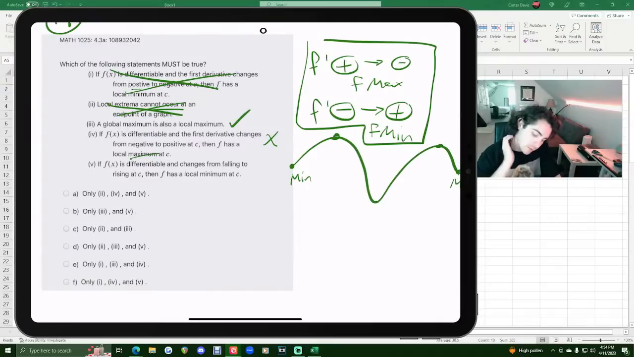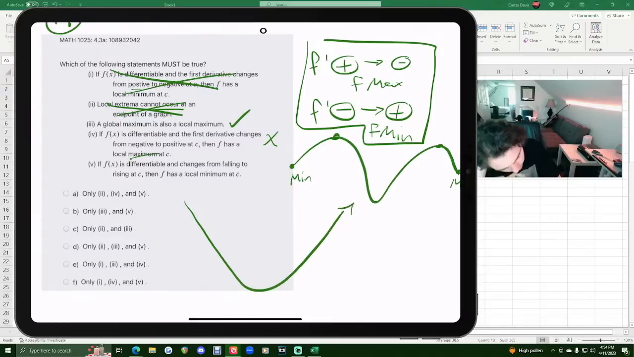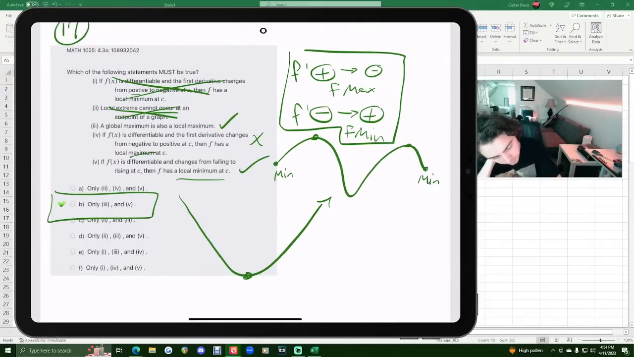Number 5, if f is differentiable and changes from falling to rising, now we're talking, f has a local minimum. That is true. Falling to rising definitely has a local minimum right at C, or the bottom there. So hopefully, fingers crossed, we're going 3 and 5. Nice, all right. Good deal.